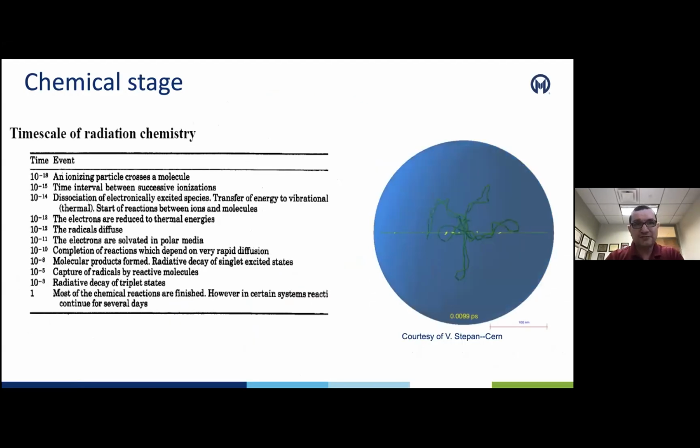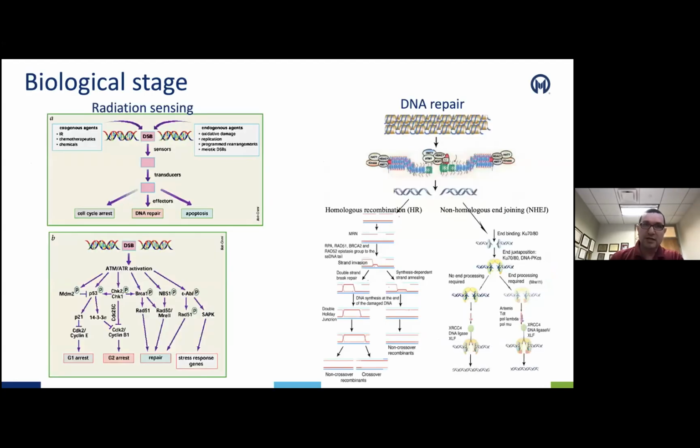After the physical stage, there is the chemical stage, which is pretty much the ionization stage, where free radicals are generated, such as aqueous electrons or hydroxyl ions roaming around, and this can take up to 1 microsecond, and the process itself follows a Brownian type motion. Now, after that stage comes the most complex stage, which is the biological stage.